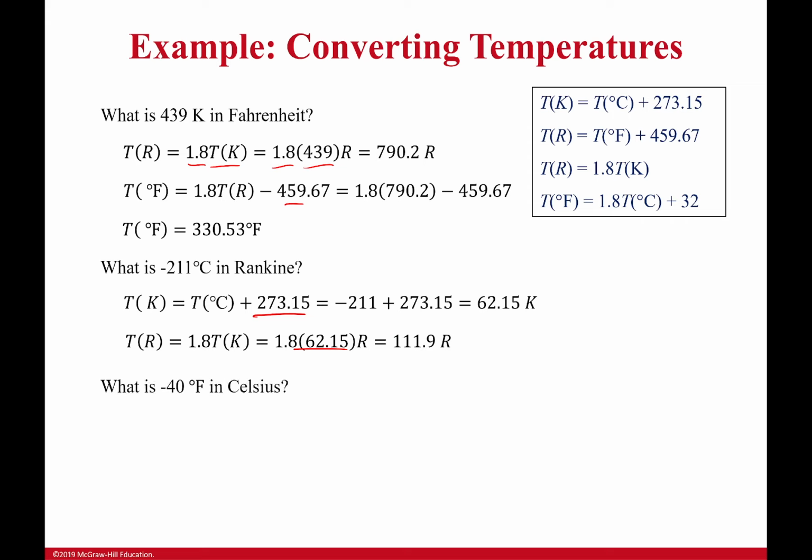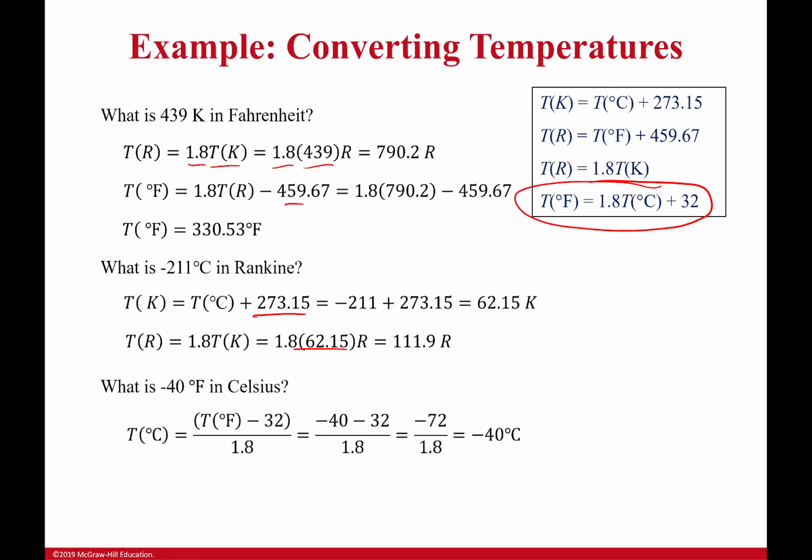Finally, what is negative 40 degrees Fahrenheit in Celsius? Well, let's find out. We have a conversion directly from Fahrenheit to Celsius, so we're going to use that this time. So I plug it in. As a note, this is going to have to be rearranged because I'm going from Fahrenheit to Celsius. And so this is what it looks like. My temperature in Fahrenheit minus 32, divided by 1.8. So I get negative 72 divided by 1.8. And it comes out to be negative 40 degrees Celsius.